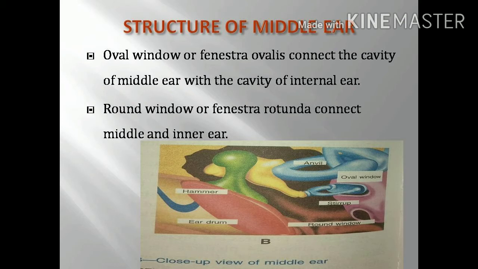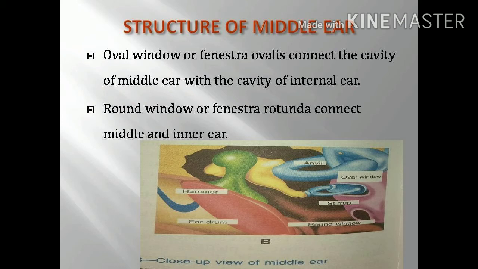In the diagram you can observe the eardrum, connected to the hammer or malleus bone. The head of the malleus bone is connected to the anvil or incus, and the end part of the incus bone is connected to the stapes. This stapes is connected to the oval window, and just below the oval window one more opening is there, called the round window.